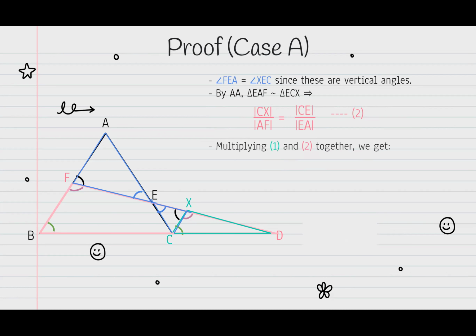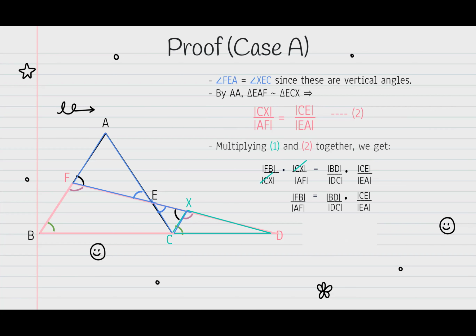Now, if we multiply equations 1 and 2 together, we're going to get the following, which basically says that the absolute value of FB over the absolute value of CX multiplied by the absolute value of CX over the absolute value of AF is equal to the absolute value of BD over the absolute value of DC multiplied by the absolute value of CE over the absolute value of EA. And then on the left-hand side, we can go ahead and cancel the absolute value of CX.